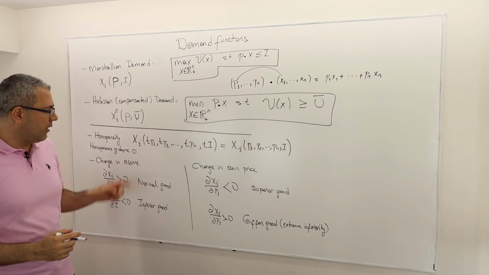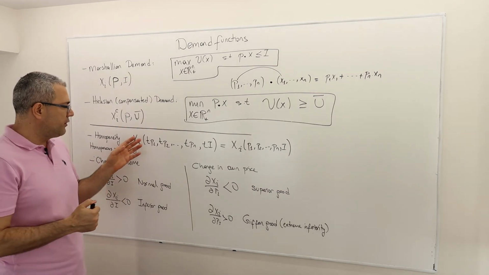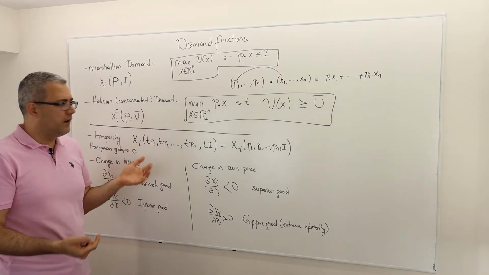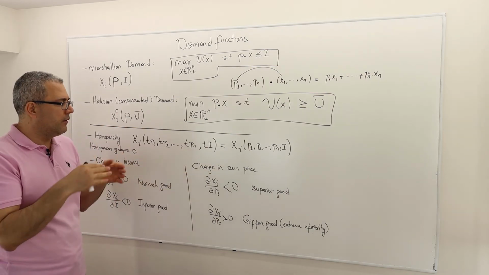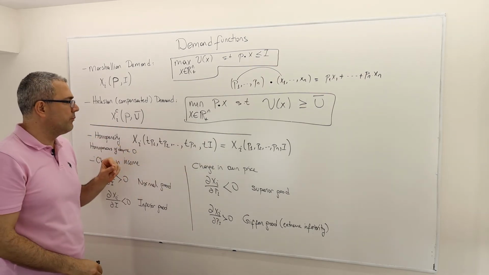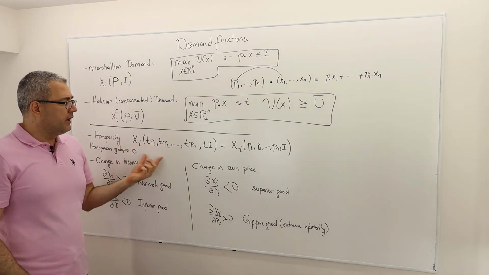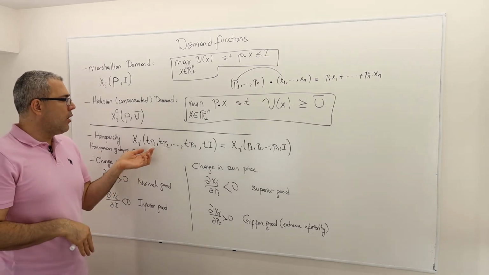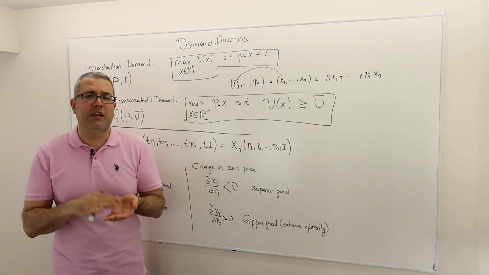This is the formal mathematical definition of a function. A demand curve is nothing but a function. It maps all the price and income parameters into some real number. Whenever I scale up or down all the prices and the income at the same level, that's not going to change your demand.